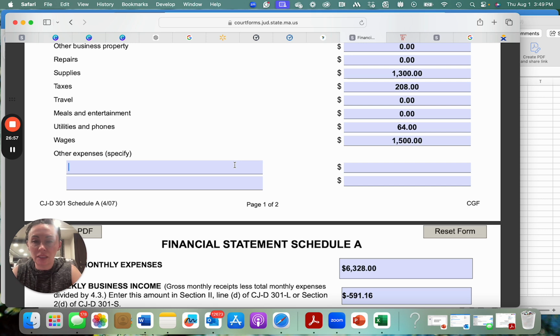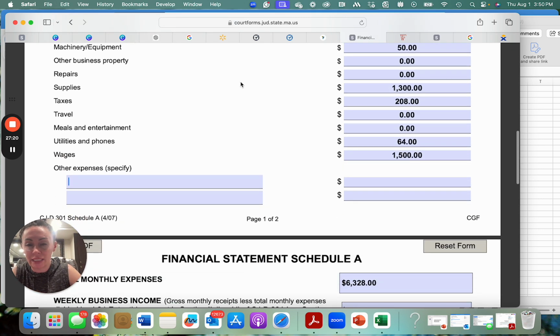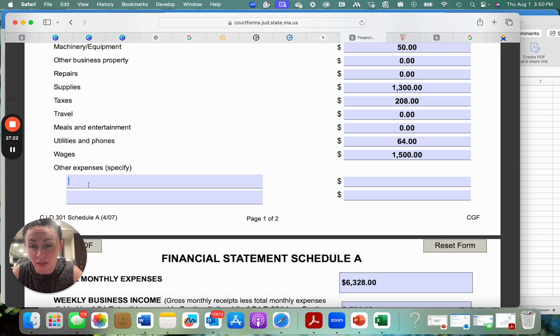Other expenses could be anything. If you're looking at your bank statements, you're looking at your QuickBooks. Other expenses should be designated on this spot. Maybe you have software subscriptions for your particular industry. If they can't be lumped into any other of these categories, if it's easier to separate it out because it's really significant, it could be listed here.